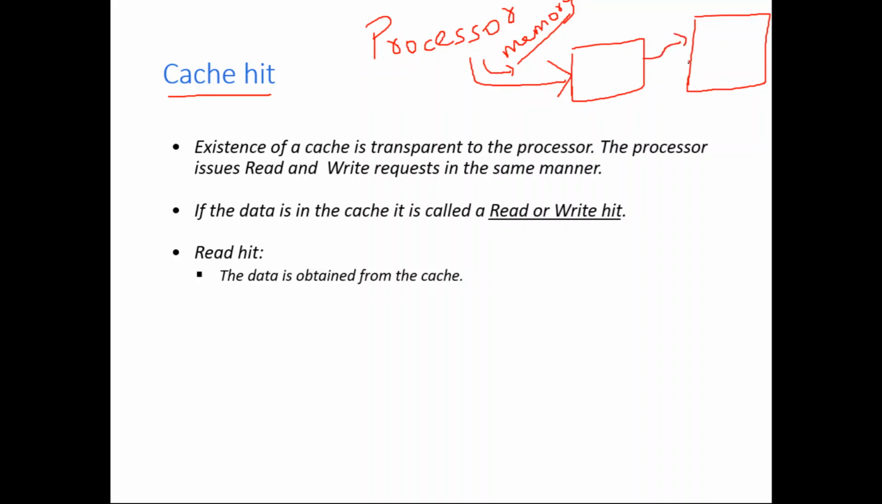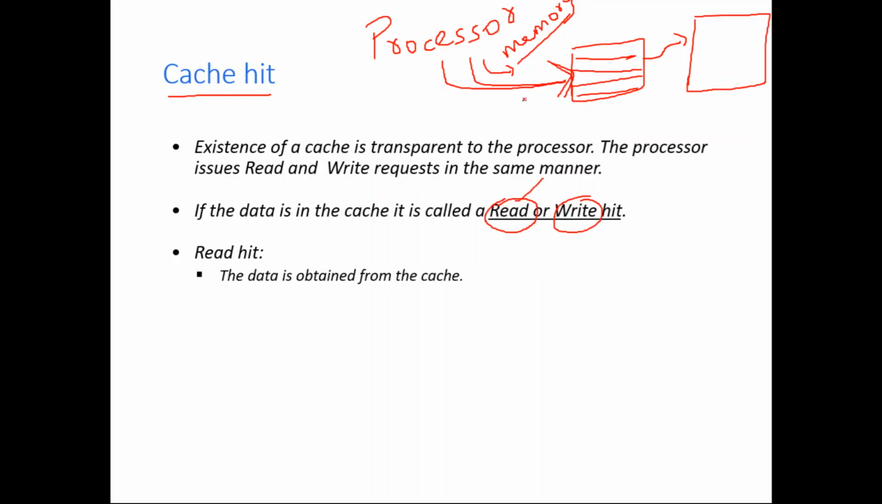Now, cache hit means the processor wants to access some location in the memory, but the operating system or the kernel first checks the cache, whether the data is available in the cache or not. If the data is available in the cache, then that is called a cache hit. The data operation can be either a read operation or a write operation. When the processor wants to perform a read operation and the data is available in the cache memory itself, that is called a read hit.